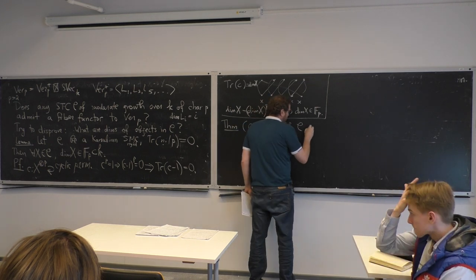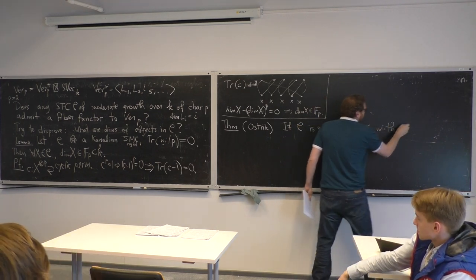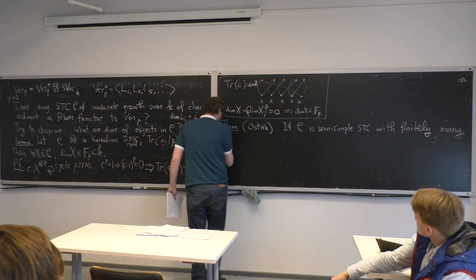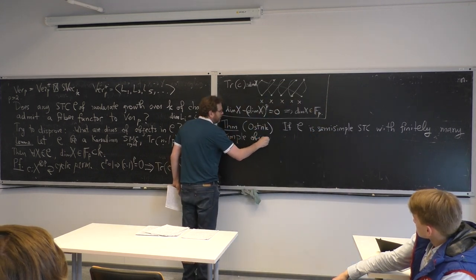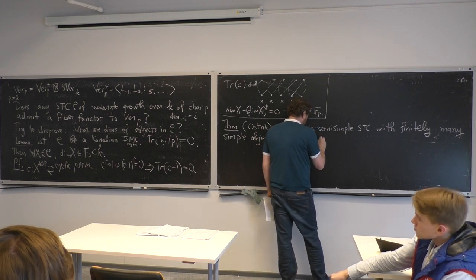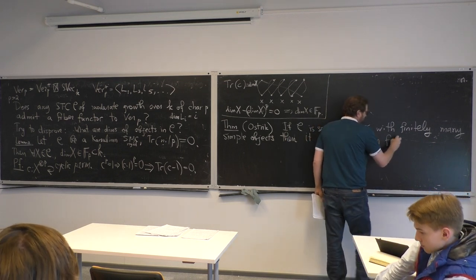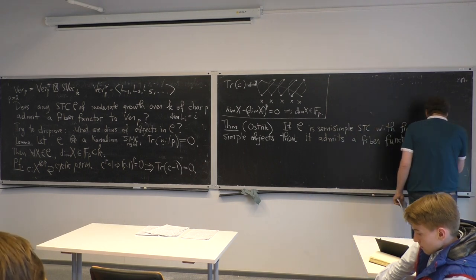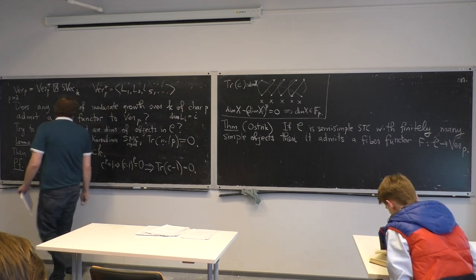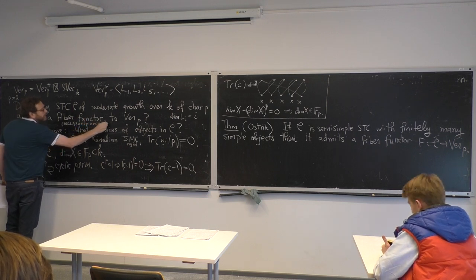If C is a semi-simple symmetric tensor category with finitely many simple objects, then it admits a fiber functor F from C to Vec_p. By the way, I should say that this functor is necessarily unique. So you can prove that even in this setting, if it exists.